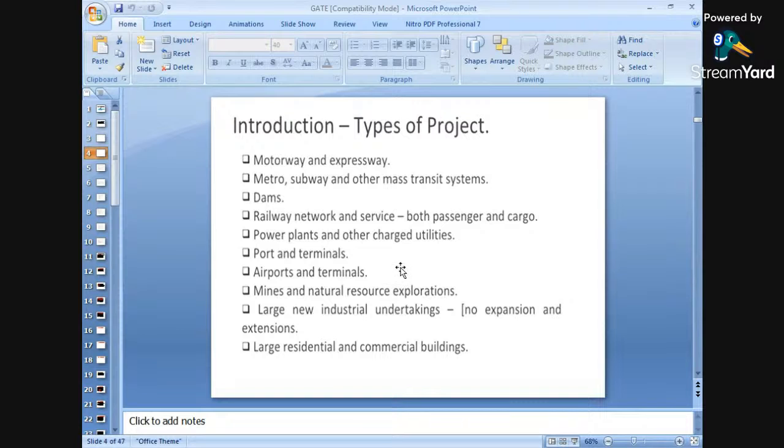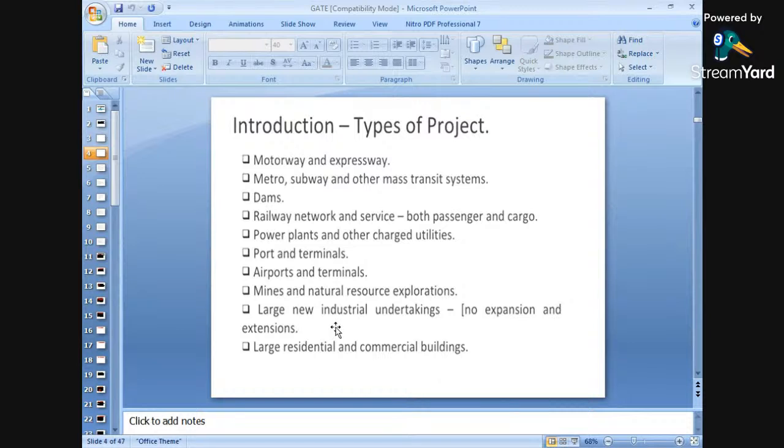Okay? Power plants and other charged utilities, power generation or power distribution will also be considered under the project. Ports and terminals, the different ports to be constructed, different terminals to be constructed will be considered under a project. Airports and terminals will also be considered under the projects. Mines and natural resource exploration. We have to explore the various mines, that is, coal mines, platinum mines, or the different resources which are extracted from the ground. So this extraction of natural resources from the ground again will be considered under a project.